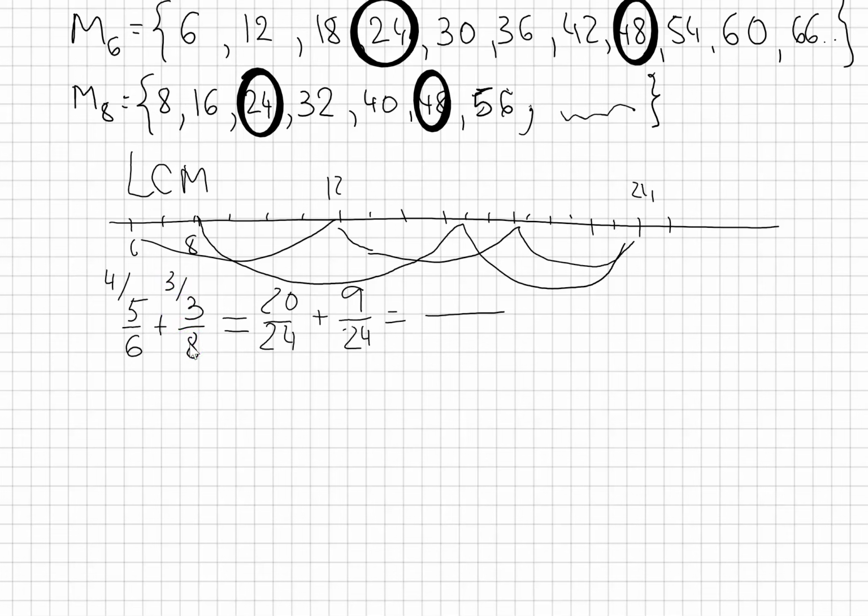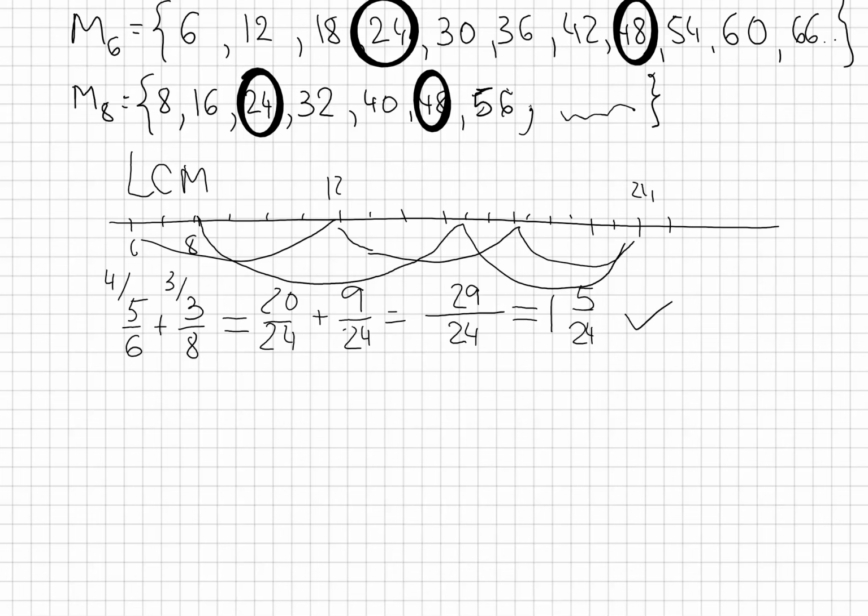Equals, keep the same denominator, because if it's 3 apples plus 5 apples, it's still 8 apples. It's not 8 apples squared. So it's still 24. 29 over 24. Don't forget, for your final answer you have to do two things: try to simplify it if it's possible, and write it as a mixed number if it's an improper fraction. In this case, I cannot simplify it, but I can write it as a mixed number, 1 and 5 over 24. Okay, so our final answer.